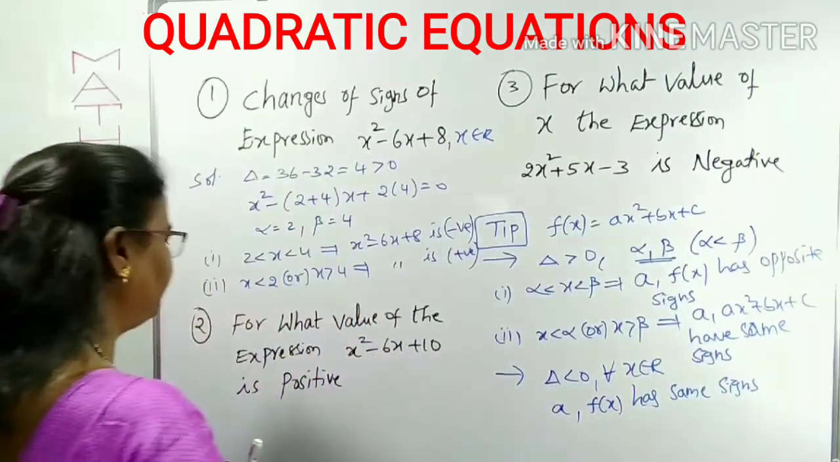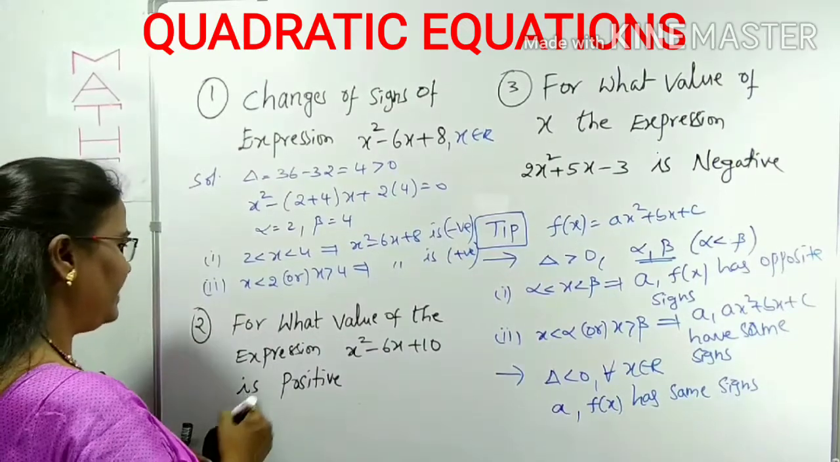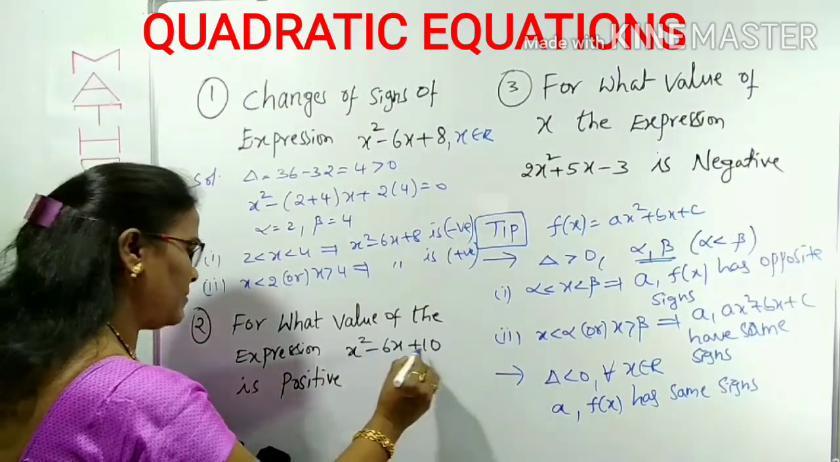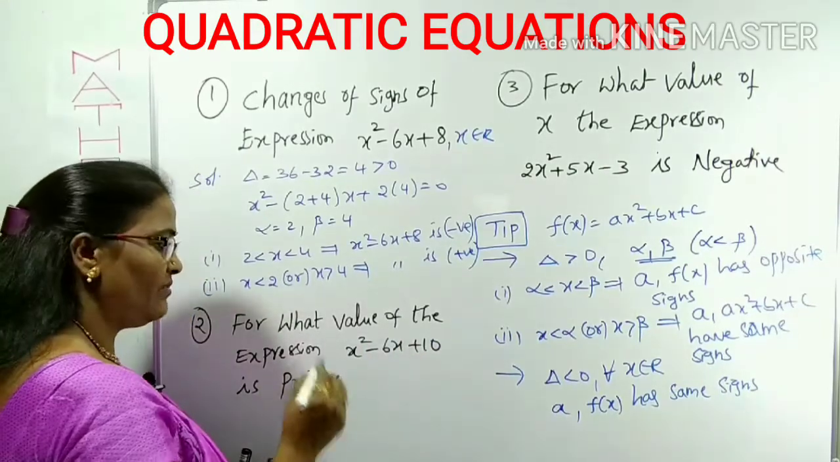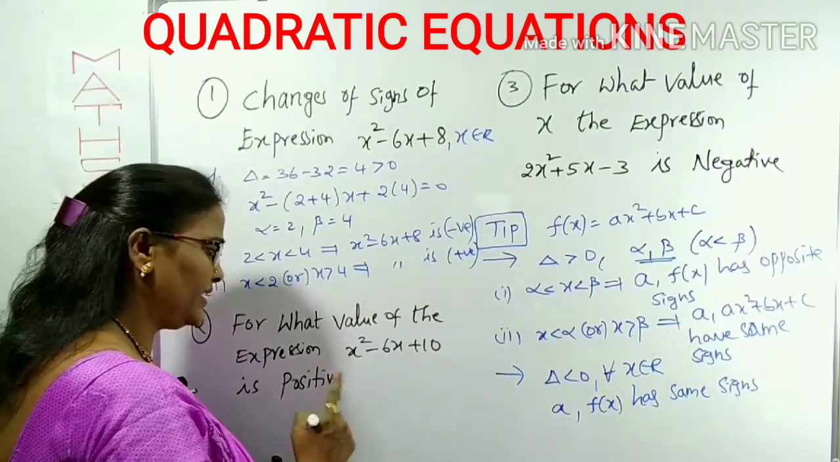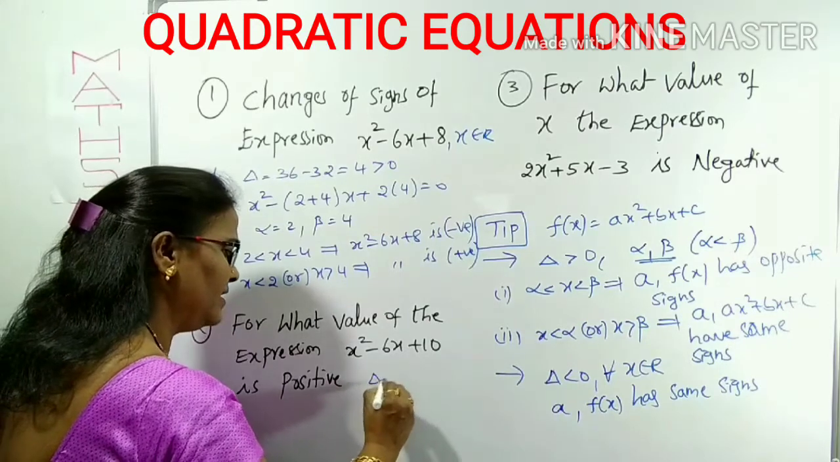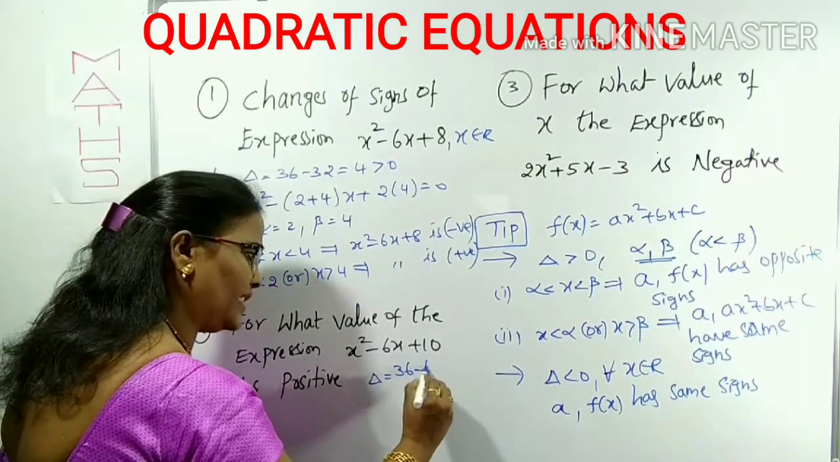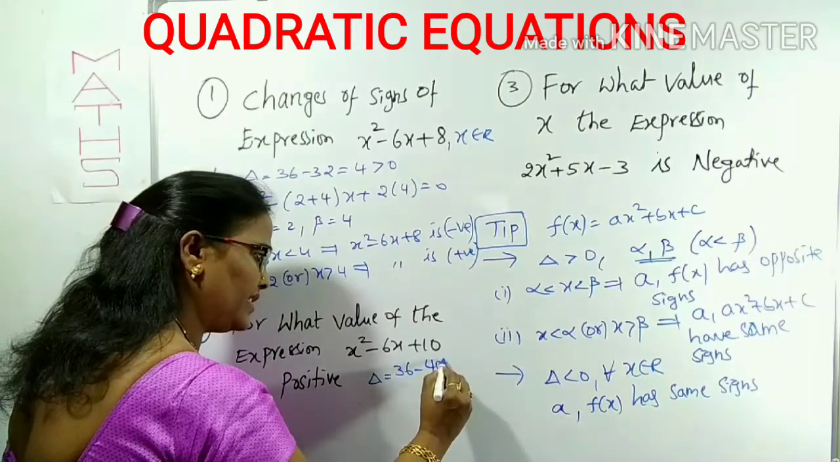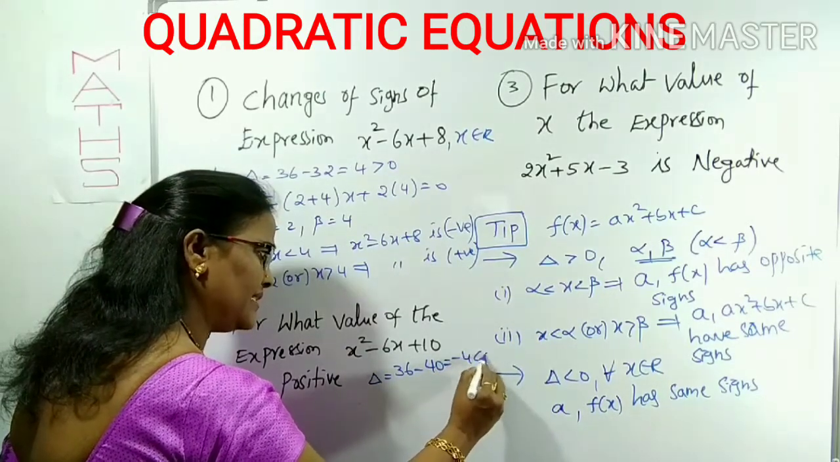What is this question? For what values is the expression x square minus 6x plus 10 positive? This expression is given as positive. First, what I said, you have to check the discriminant. What is the discriminant for this one? B square, 36, minus 4 times 10, 40. 36 minus 40 is minus 4, which is clearly less than 0.